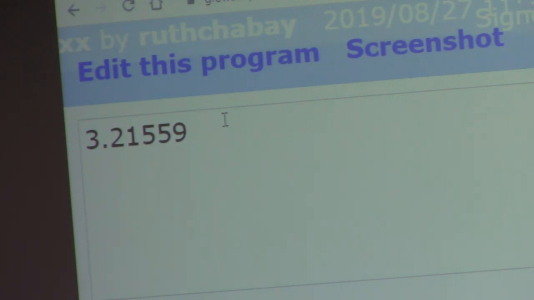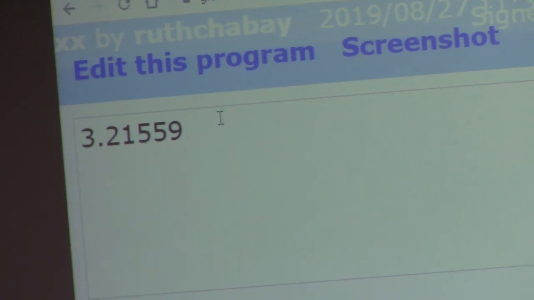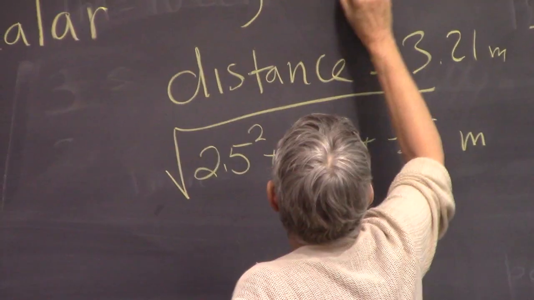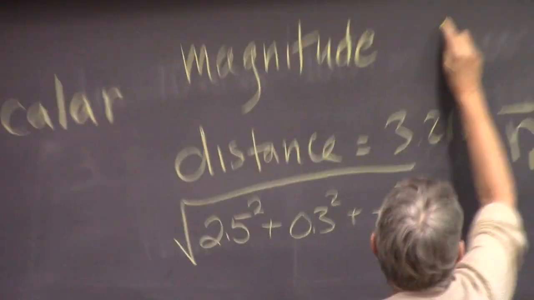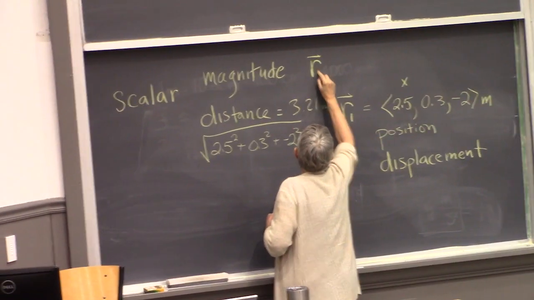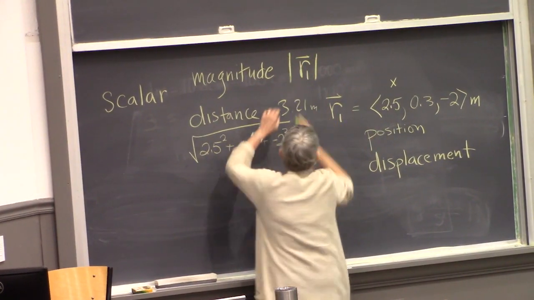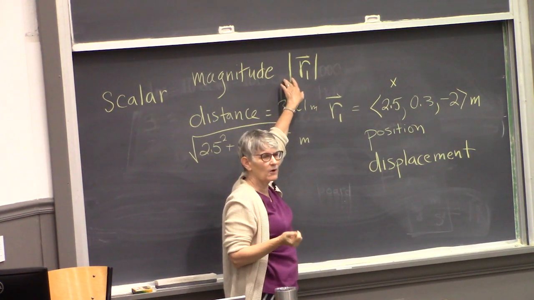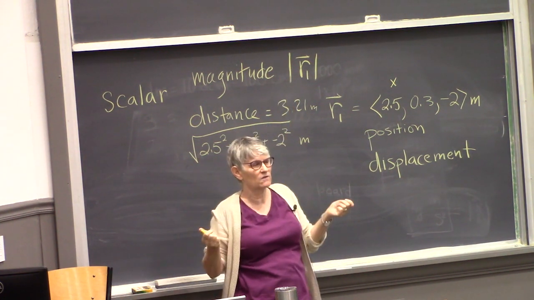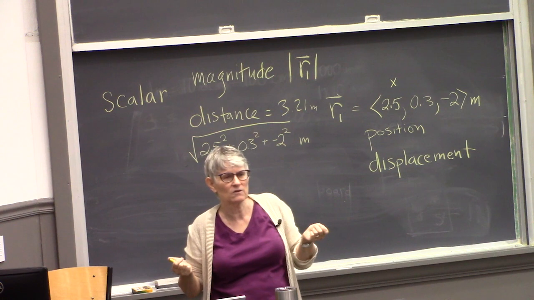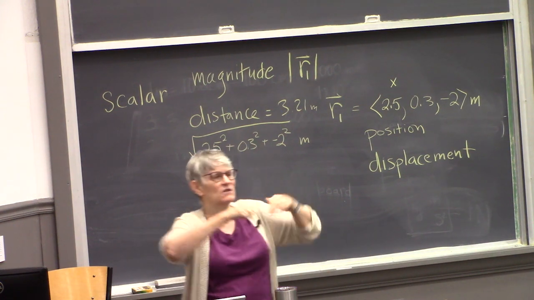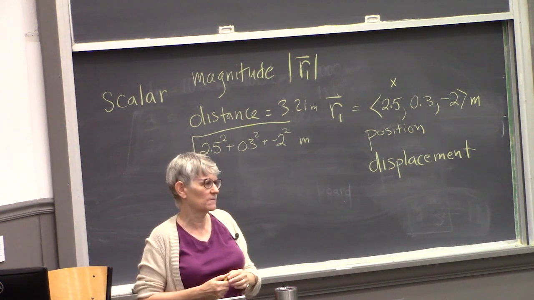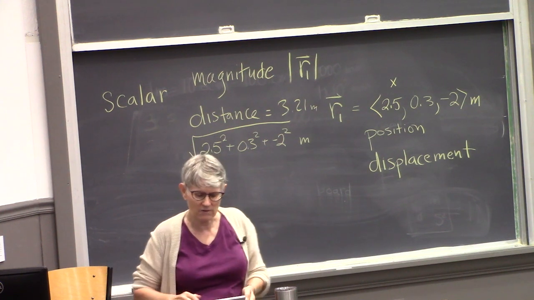What we did is we calculated what's called the magnitude of this vector, the size. The way we do the notation for that is the absolute value symbol, but when you wrap it around a vector instead of a scalar, it means magnitude. What it means is take the square root of the sum of the squares, and that's the magnitude of that vector.